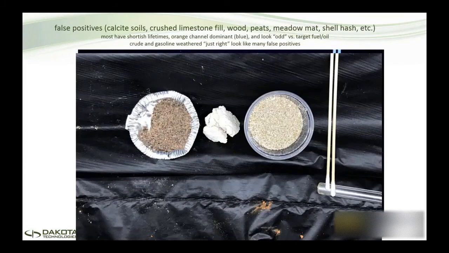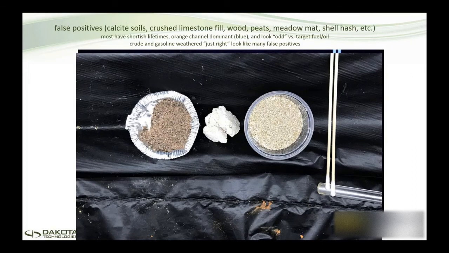Speaking of limitations, one of the things that vexes LIF and OIPs and things like that are false positives. Calcites, crushed limestone fill, wood, peat moss, meadow mat, marsh mat, shell hash, you name it. If it's alive or once was alive, it probably is going to fluoresce, even if it's fossilized, right?